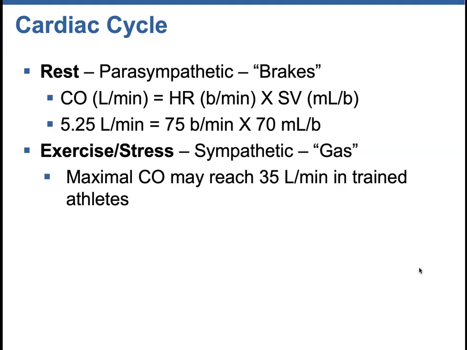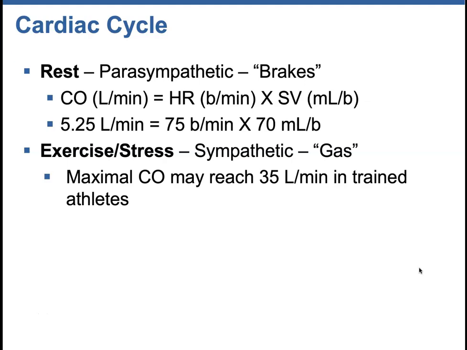So this is your brakes. Your cardiac output, when we measure it in liters per minute, is going to be the heart rate, obviously, times the stroke volume that happened per beat. On average, it's going to be about 5.25 liters per minute, or 5,250 milliliters per minute. On average, people's heart rate is 75 beats per minute, and the milliliters per beat that get ejected out of that ventricle are on average about 70.